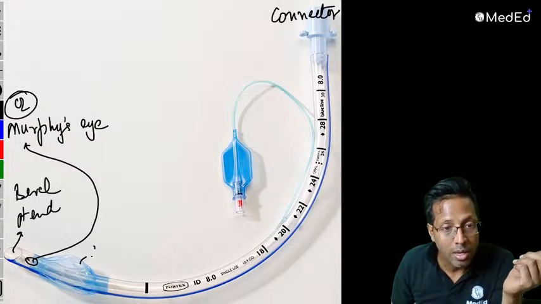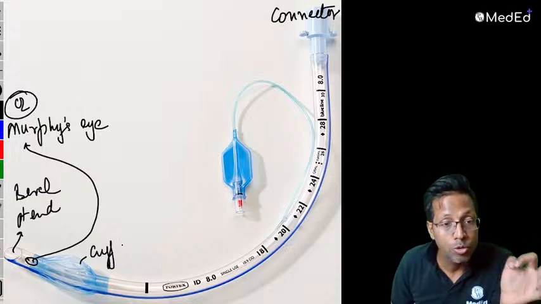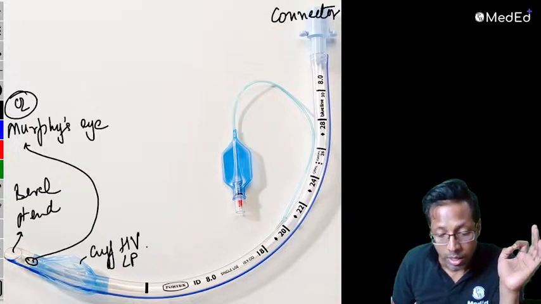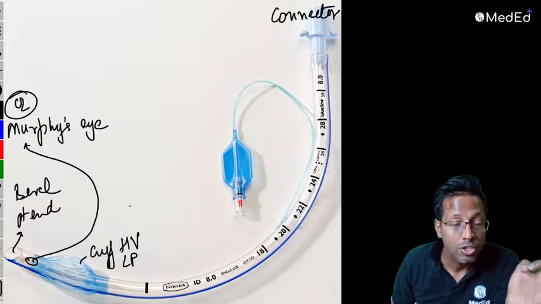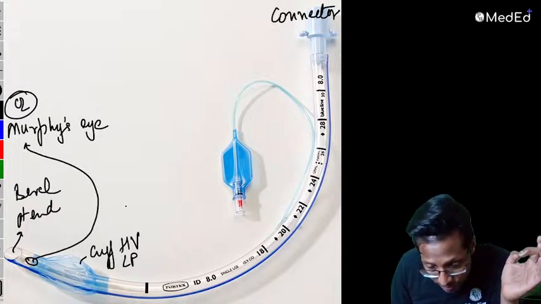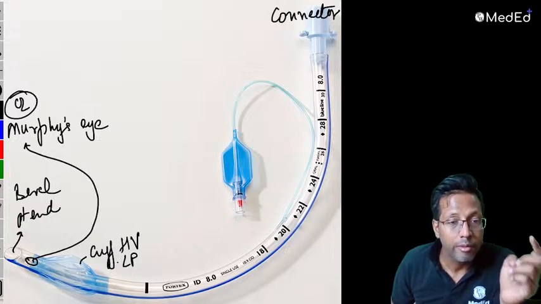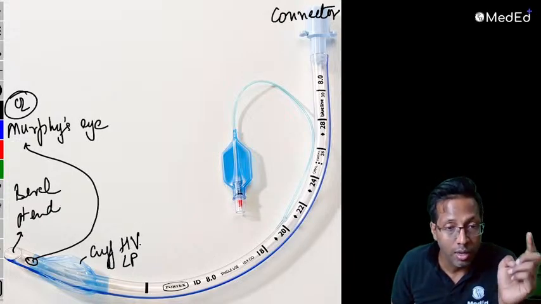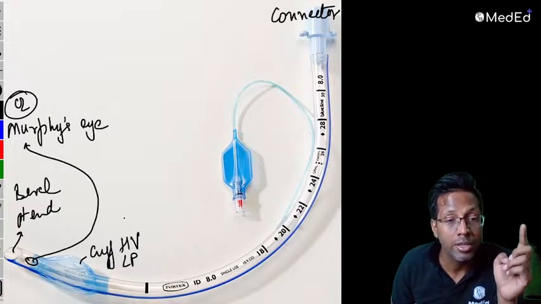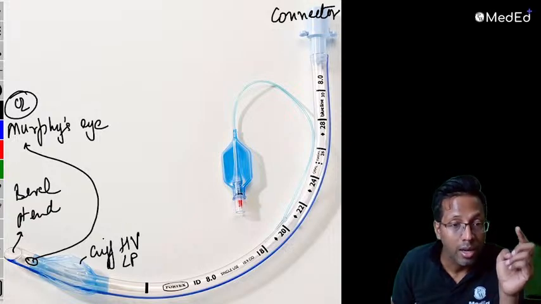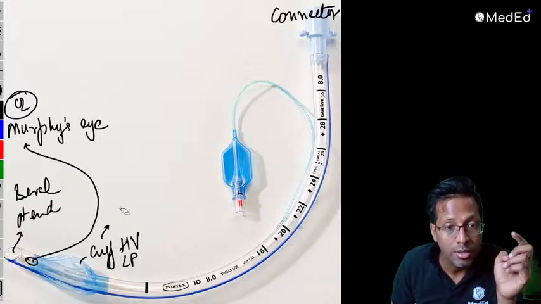This is the cuff. The cuff that is used nowadays is a high volume, low pressure cuff. Remember that. Very good, Dr. Akash says Murphy's eye. Correct. This high volume, low pressure cuff decreases the tracheal damage which is seen. The cuff is what prevents aspiration. That is the whole point of it.